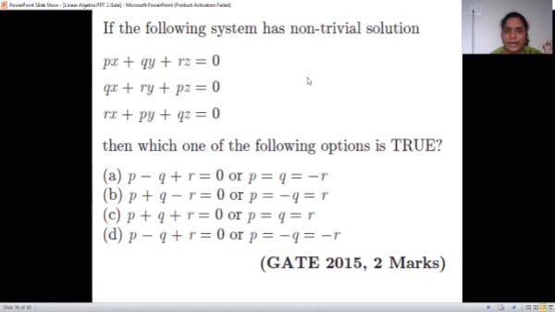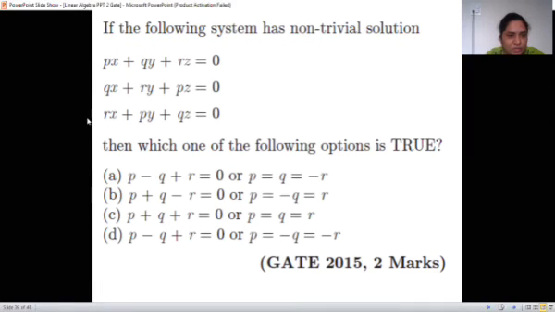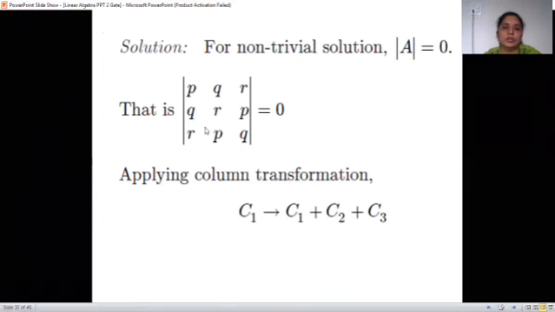Any system will have a non-trivial solution only if its determinant is equal to 0. Remember. For a non-trivial solution, the determinant must be 0. Determinant of A is 0. We'll try to write the determinant. X, Y, Z are the variables. So P, Q, R; Q, R, P; R, P, Q. Determinant is equal to 0.